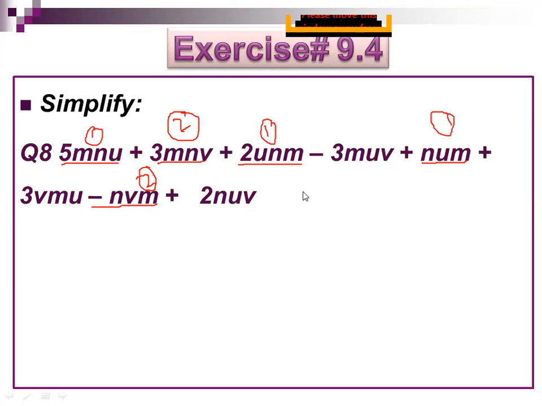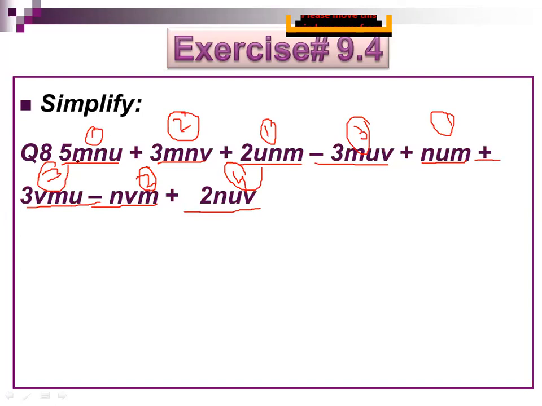Then consider this one. This is your minus 3muv. Just suppose this is your third like term. So you will write muv, that is plus muv, as your third like term. And then the last you have 4 and uv. No more match for this one, so it's fine. Now let's arrange them together.